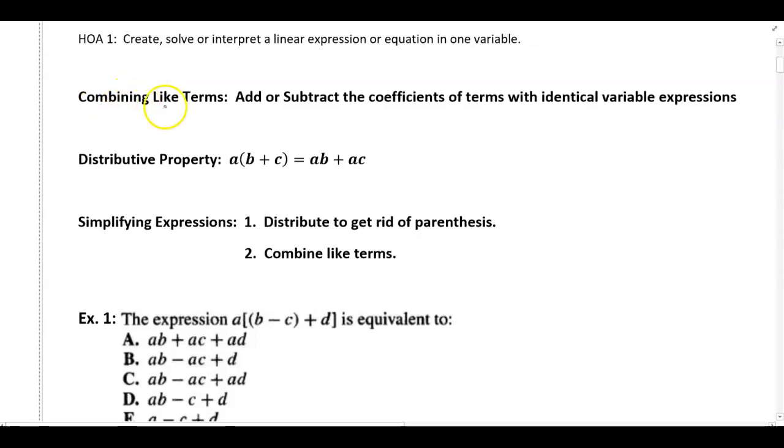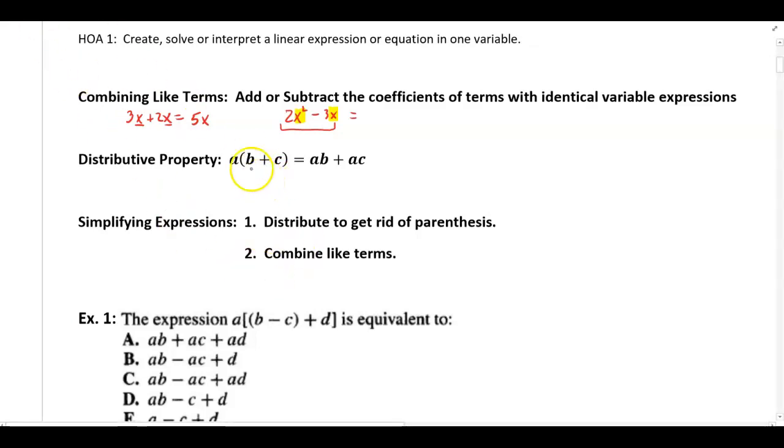First part of simplifying expressions is combining like terms. This is when we add or subtract the coefficients of terms with identical variable expressions. For example, if I have 3x plus 2x, I can combine these because our variable expressions are the same. So 3 plus 2 gives me 5, and then x. But if I had something like 2x squared minus 3x, this would have to stay as is, because if I look at my variable expressions, these are not the same. If your variable expressions are not identical, you cannot combine them.